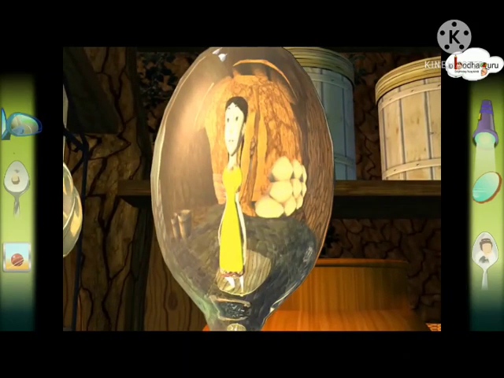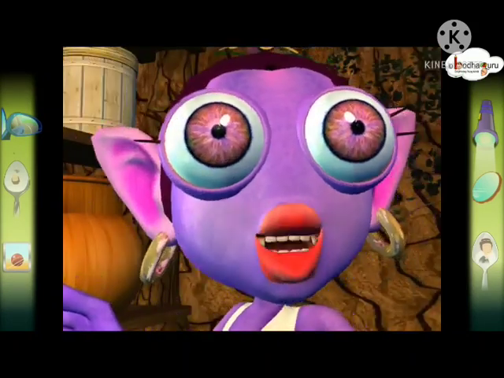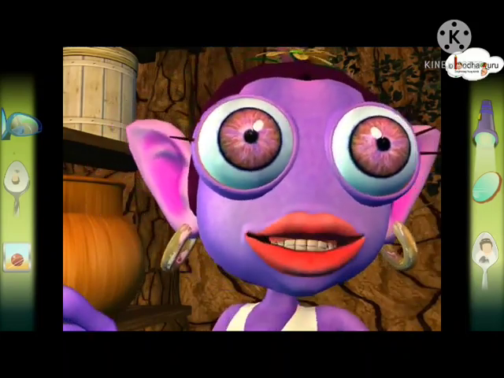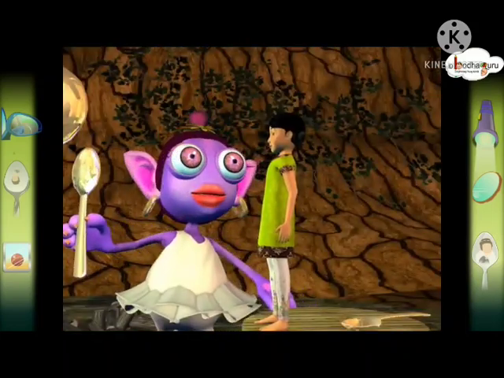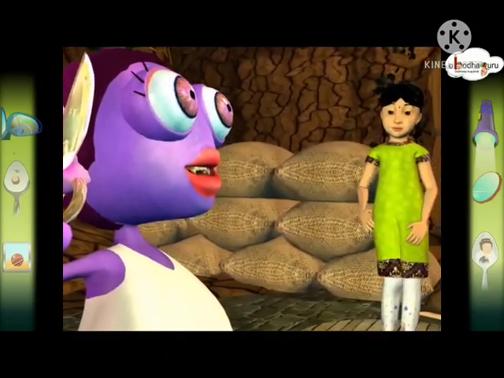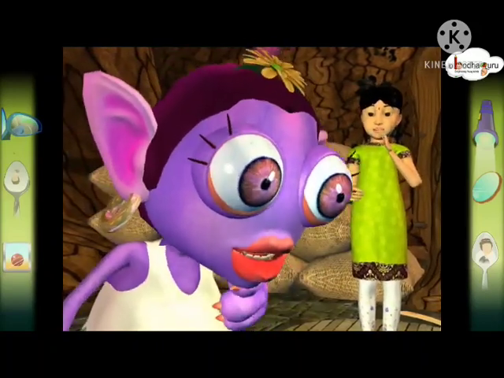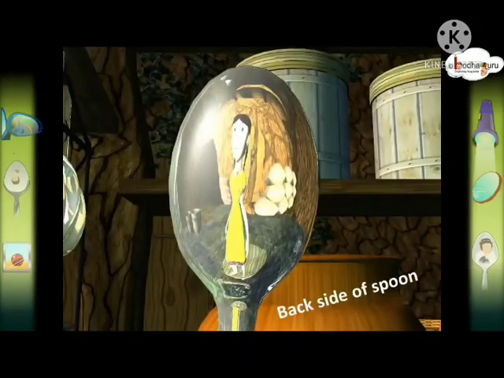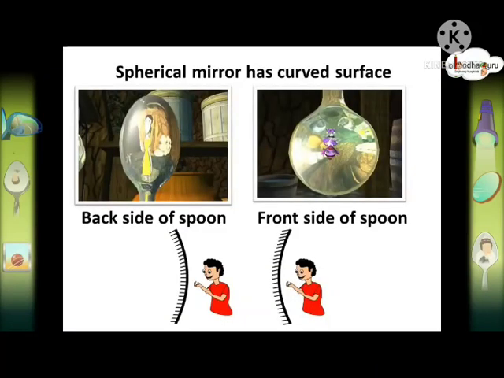The image formed on the back side of the spoon wasn't upside down. But Khushi was appearing big when she was very close to the spoon. As she moved away from the spoon, the image on the outer side of the spoon got smaller. So we see the spoon acts as a mirror with a curved surface, not like a plain mirror. The mirrors with curved surfaces are called spherical mirrors.